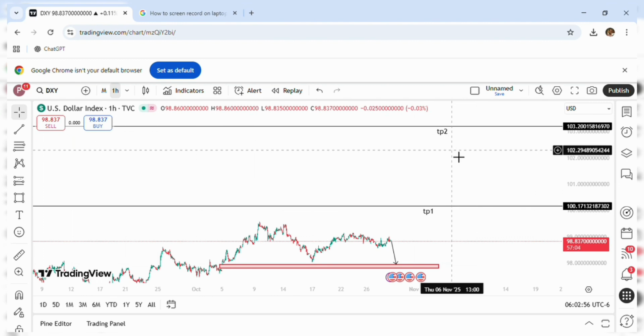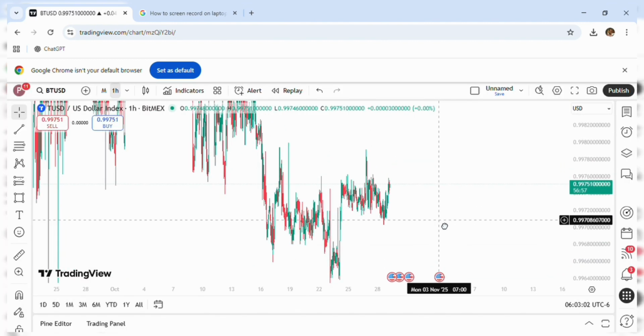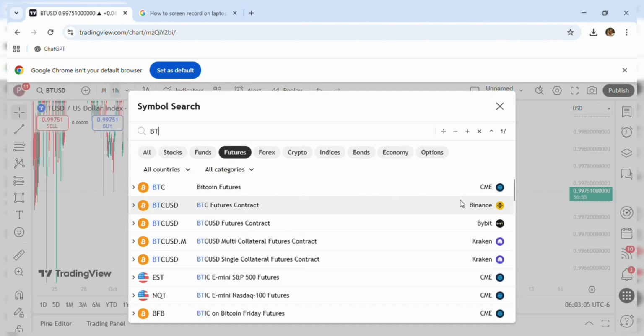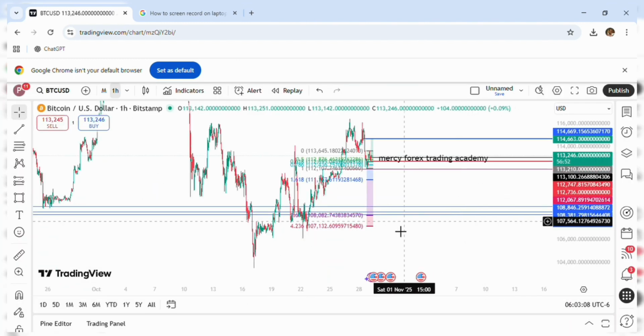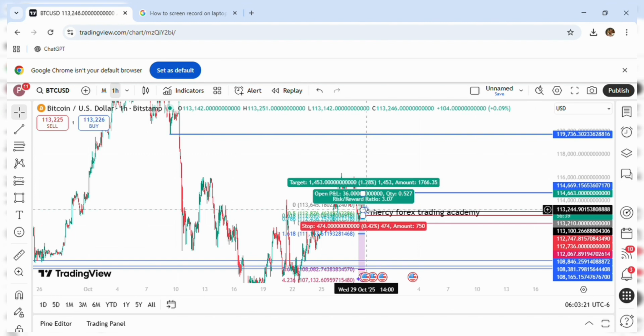Okay, so let's look into BTC USD. I'm on trade on this. I'm on a buy level on this BTC USD. Analyze the market. You can see I'm having this TP1 here, and I'm having this TP1 here, and this is my TP2. Right now, I'm showing this signal for BTC to move from this level to this level.